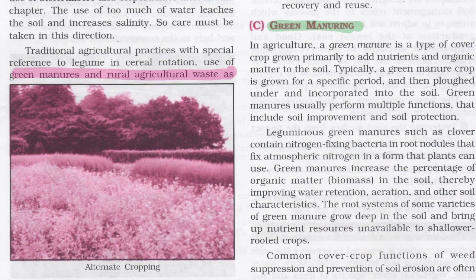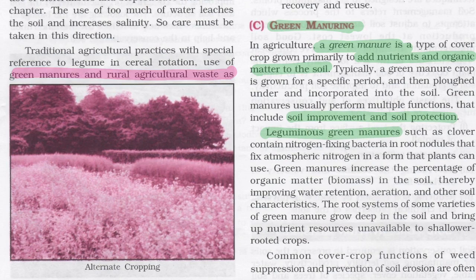Green manuring. In agriculture, we use green manure. Green manure is a type of cover crop. It is primarily grown to add nutrients and organic matter to the soil. This green manure crop is grown for a specific period of time and then it is plowed and incorporated into the soil. Green manures perform multiple functions that include soil improvement and soil protection.